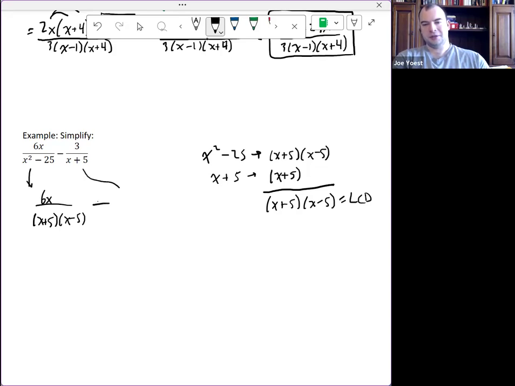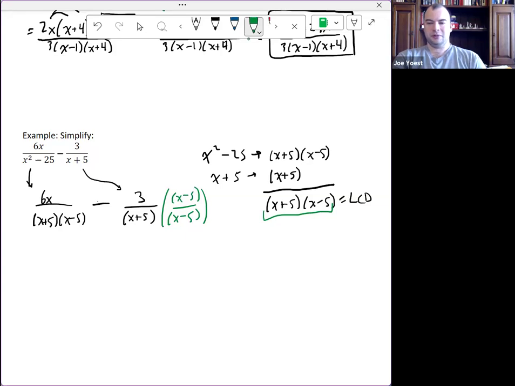And then minus 3 over x plus 5. What do I need to multiply x plus 5 by to make the LCD? I need to multiply by an x minus 5. And if I do that on the denominator, I better do that in the numerator as well.